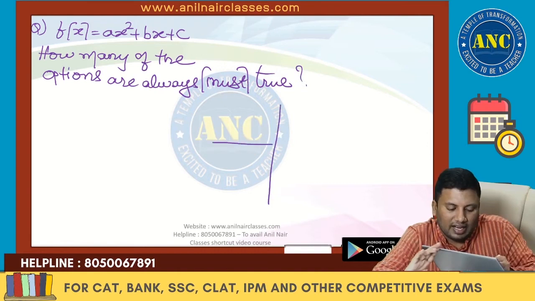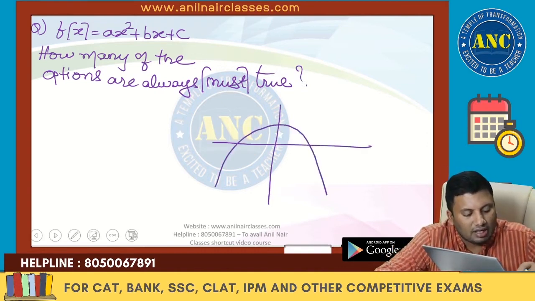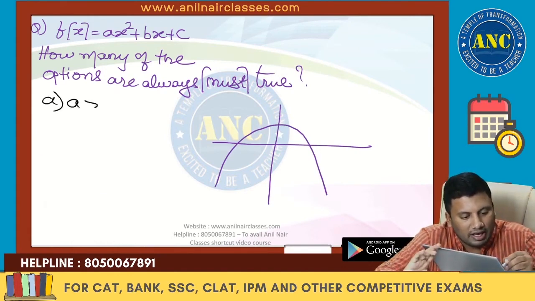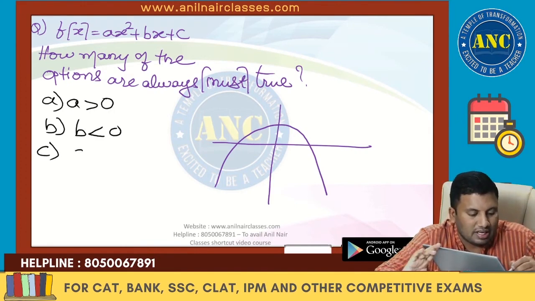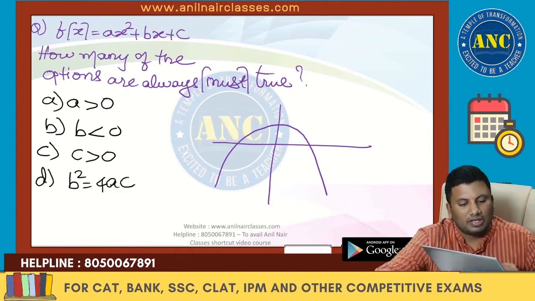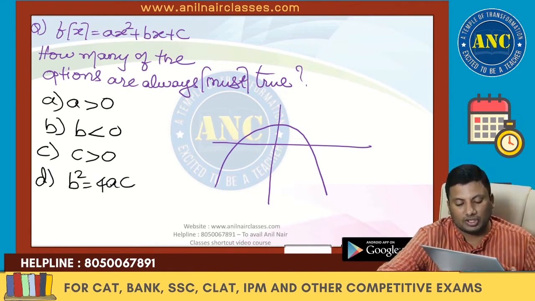The graph is like this. What are the options? First option, a greater than 0. Second option, b less than 0. Third option, c greater than 0. Fourth option, b square equals 4ac. How many options are always or must be true?